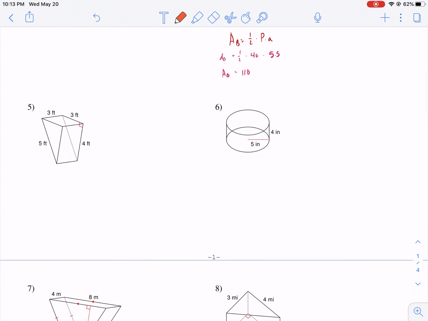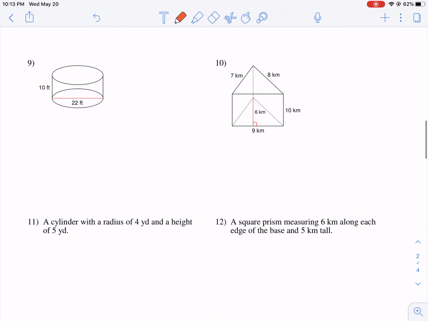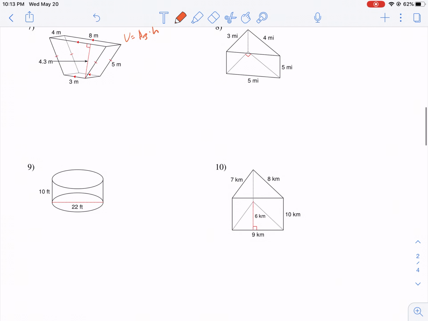Just keep in mind, with the triangle, you need to use the area of the triangle, 1/2 the base times the height. For the area of a trapezoid, you're going to use 1/2 base 1 plus base 2 times the height. And then that's the area of the base. Volume equals the area of the base times the height of the prism. Keep that in mind. And then that's it. I mean, all these other ones you should be able to do.